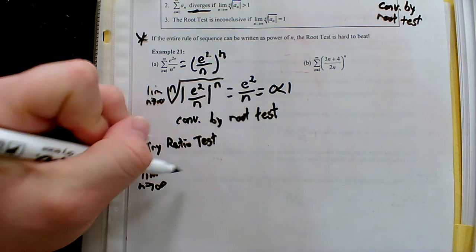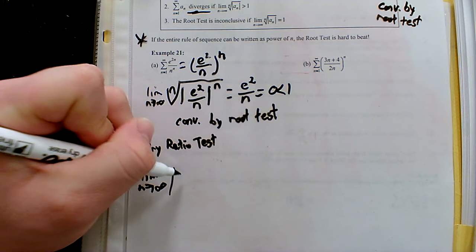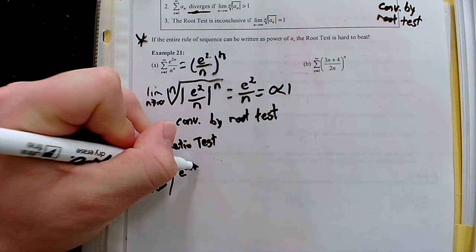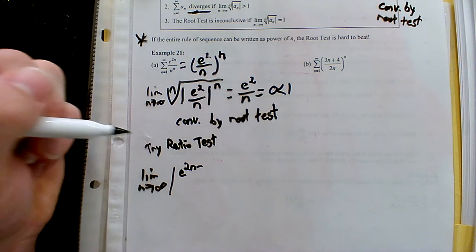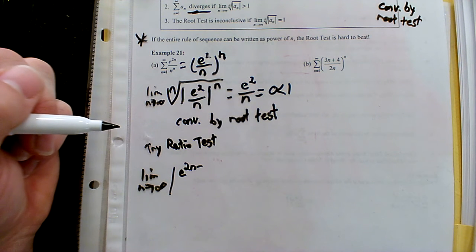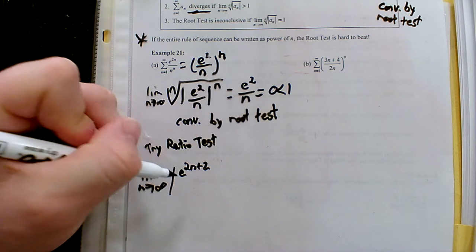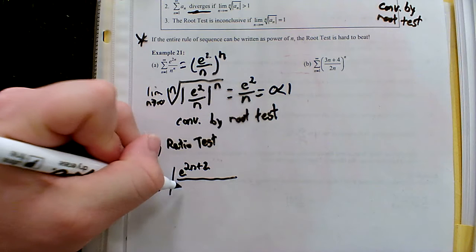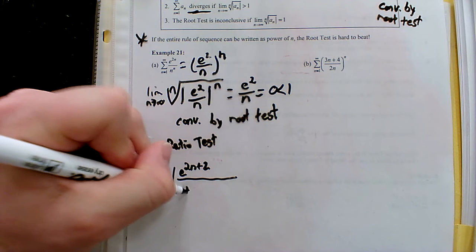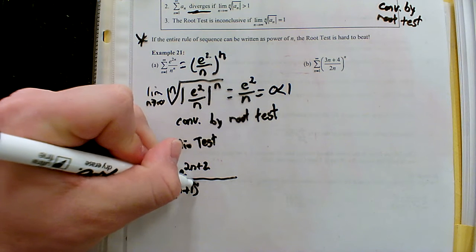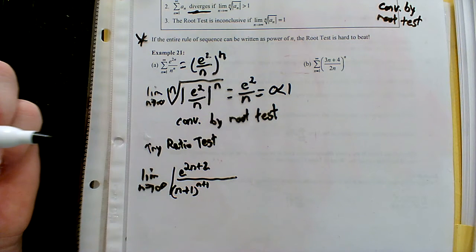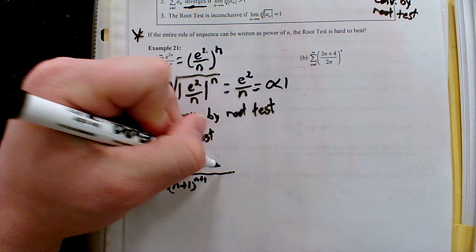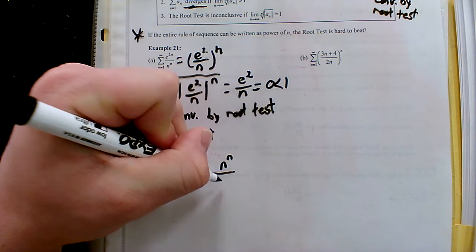Limit of the absolute value of a_(n+1) over a_n. And then, yes, so the e to the n plus 2, and then you have over e to the 2 over n. But that's like multiplying by the reciprocal of the original, yeah. So we'll multiply by the reciprocal of the original.